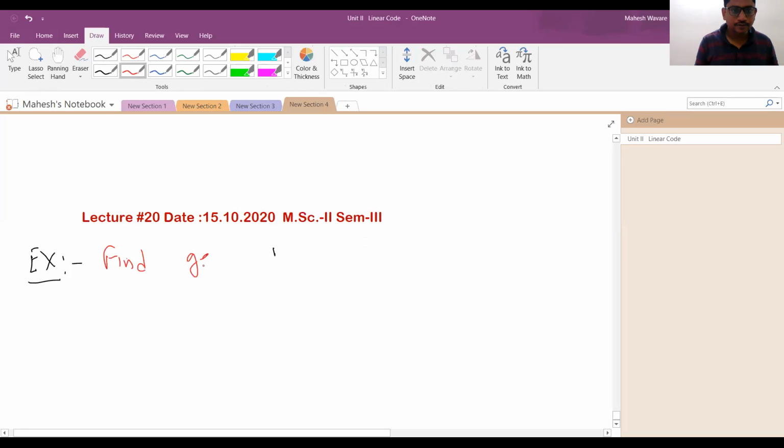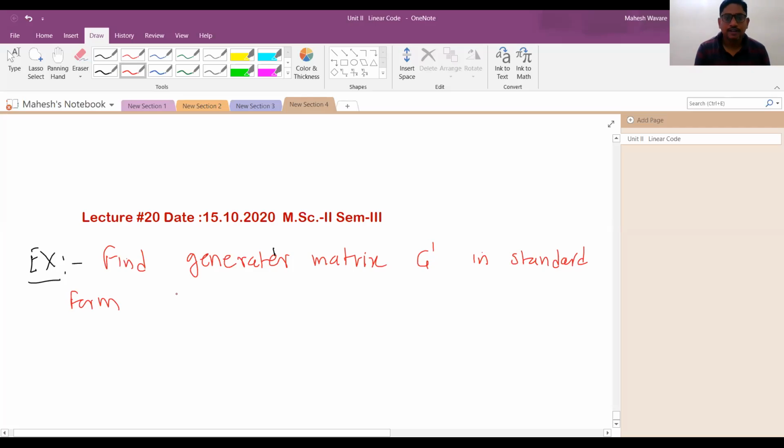Find the generator matrix G dash in standard form. Standard form, you know what we mean by standard form? Identity matrix and some X matrix. The identity matrix will have order k if the dimension of that linear code is k.